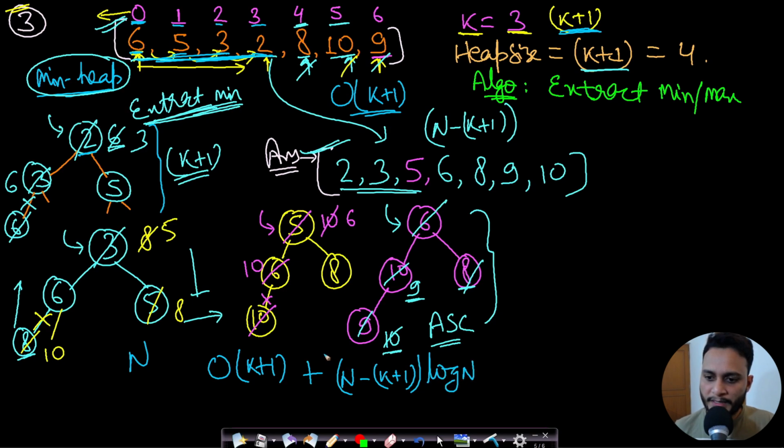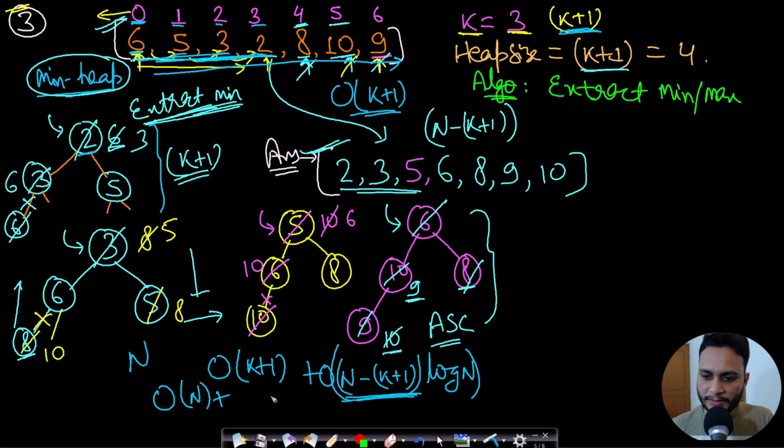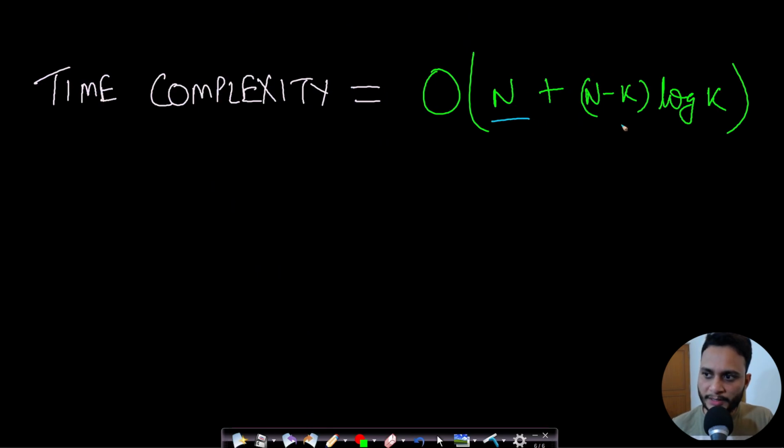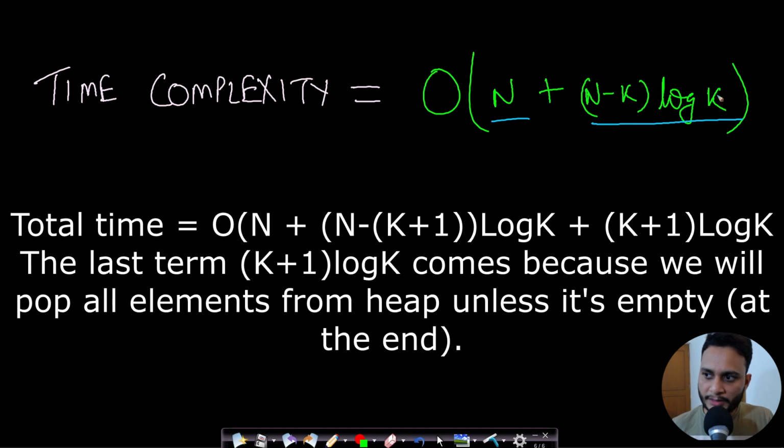Okay, and since we were applying for these many elements, it will be multiplied. So this was the total time complexity here. Now you might think about one more time complexity, that we are also traversing this entire array once, so you can add order of n in here as well, right? So if you reduce it, then the time complexity will be n plus (n minus k) log k.